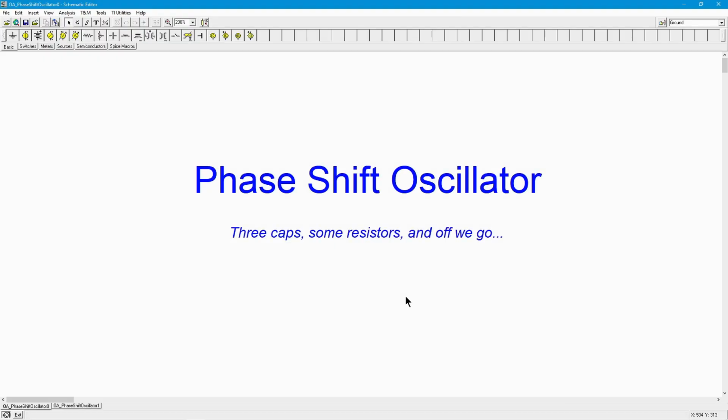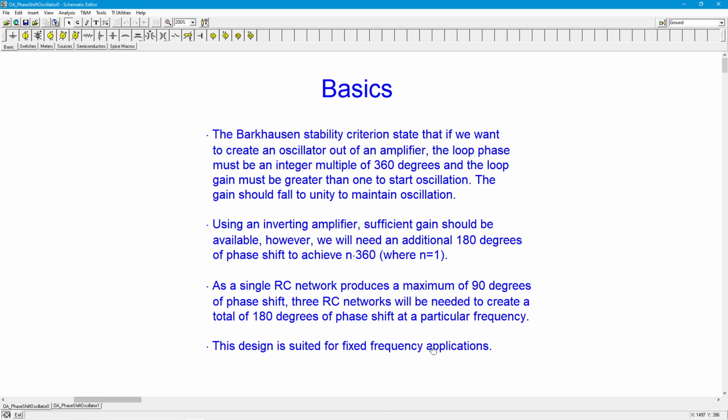Hey folks, time to talk about the phase shift oscillator. Essentially, we are going to add an appropriate phase shift to an amplifier and come up with a sine wave. Pretty cool, eh? Here's the basic idea.